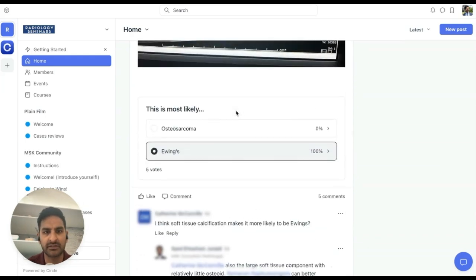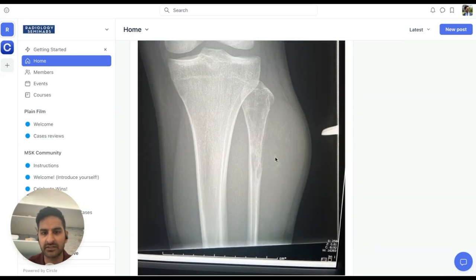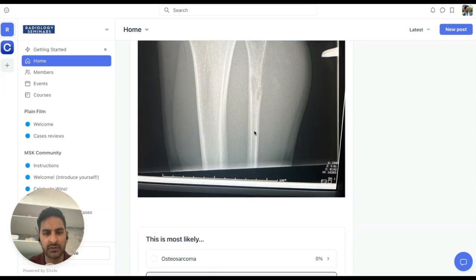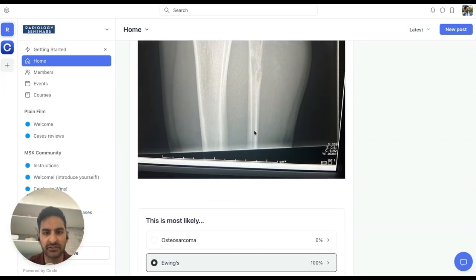Okay, so let's go to this case. This is quite interesting. Clearly, you've got your fibula here and you've got quite an extensive lesion located within this region. A whole load of soft tissue swelling over that area as well, and a few tiny calcifications located within the soft tissue. So the quiz was an osteosarcoma versus an Ewing sarcoma.